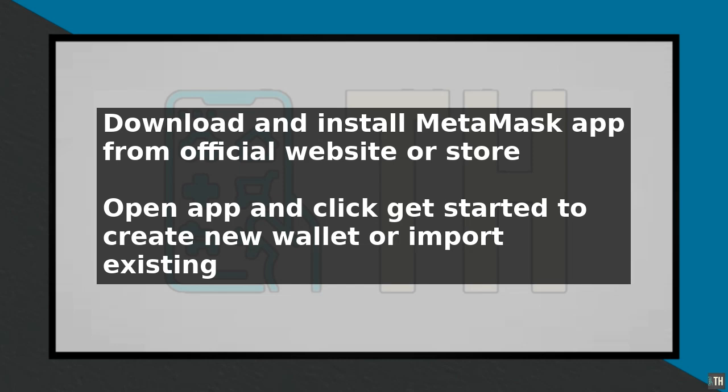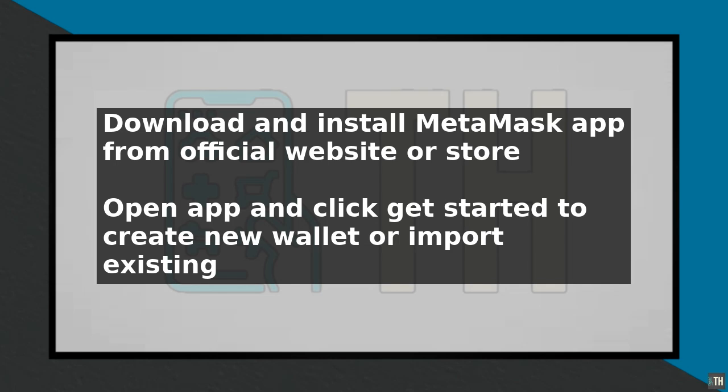Once installed, open the app and click on Get Started. You will be prompted to create a new wallet or import an existing one. If you are new to MetaMask, select Create a new wallet. You will then be asked to create a password and be given a seed phrase.